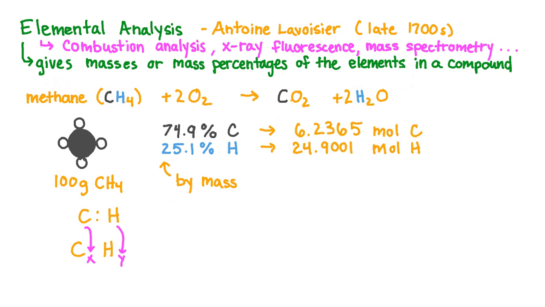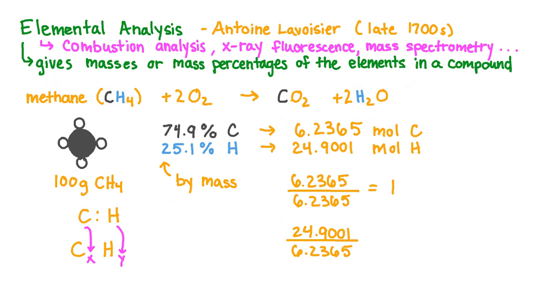If we perform that calculation, we'll find that we have 6.2365 moles of carbon and 24.9001 moles of hydrogen in our methane sample. Now that we have our amounts, we now know the ratio of carbon to hydrogen in methane, which we can use to create a formula. But this formula is kind of gross to work with, so what if we reduce it to the simplest whole number ratios? We can do this by dividing the smallest number of moles into each value that we obtained.